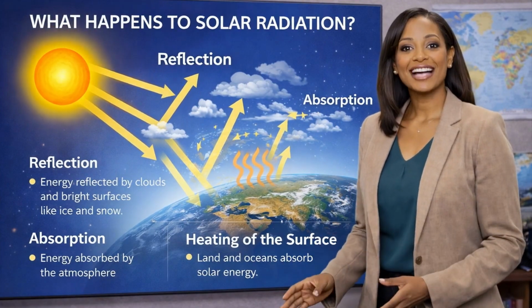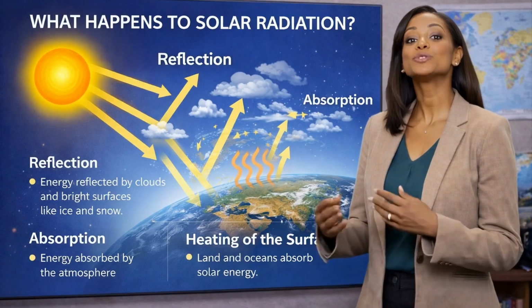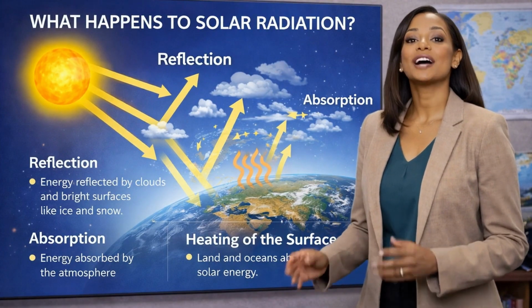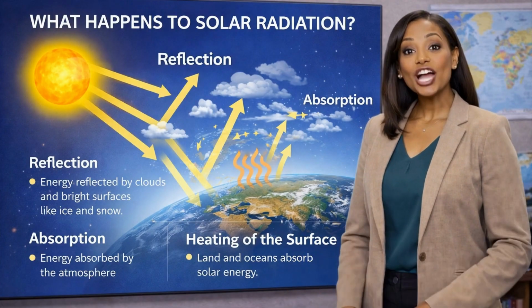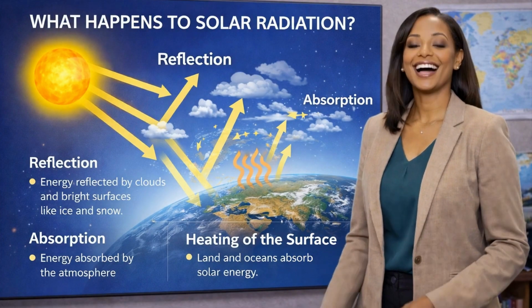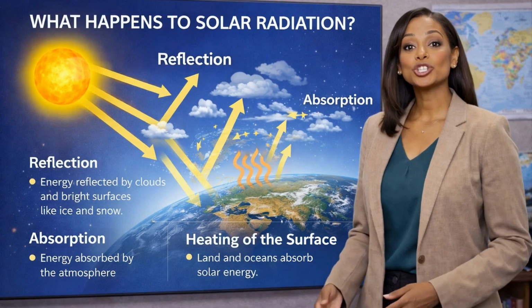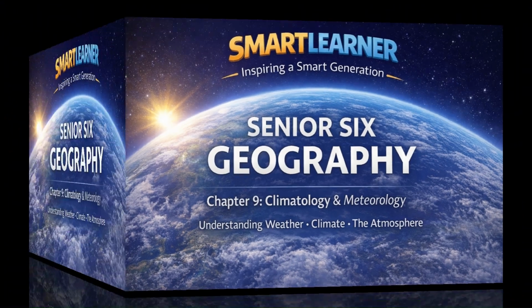When the Earth's surface absorbs this energy, it becomes warmer. The warmed surface then releases heat back into the atmosphere. This exchange of energy between the sun, the Earth's surface, and the atmosphere helps to control the temperature of our planet.